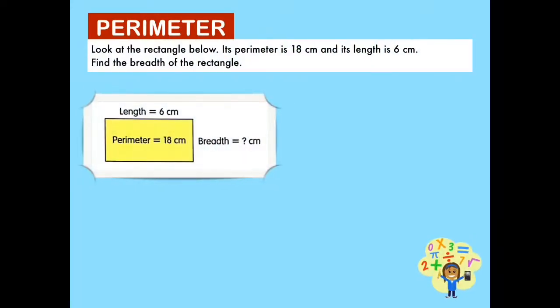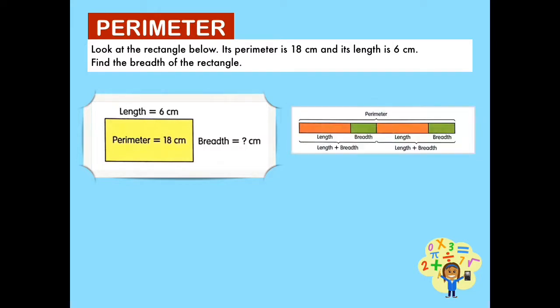Let's look into the given problem. Look at the rectangle below. Its perimeter is 18 centimeters and its length is 6 centimeters. Find the breadth of the rectangle. Let's try two different ways to find the answer. Let's begin with method 1. What is the information that we know that can be found in the given problem?